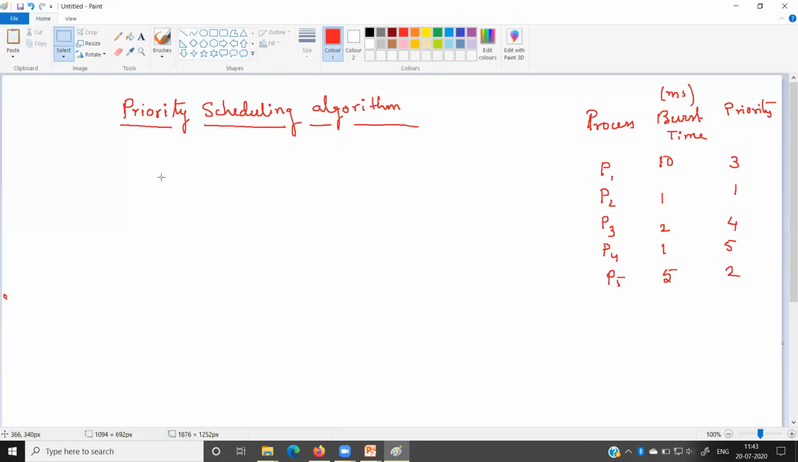So what we will do? Now, to solve this scheduling algorithm, to know the waiting time or the turnaround time, what we will do? We will draw the Gantt chart to observe the execution pattern of the different processes. Fine. So this is our Gantt chart.